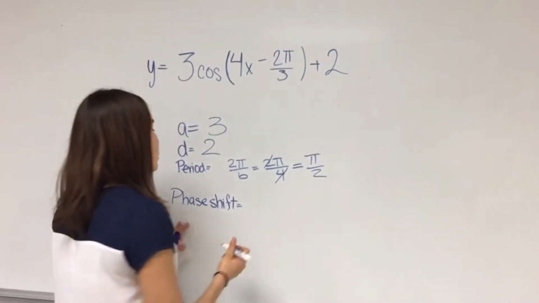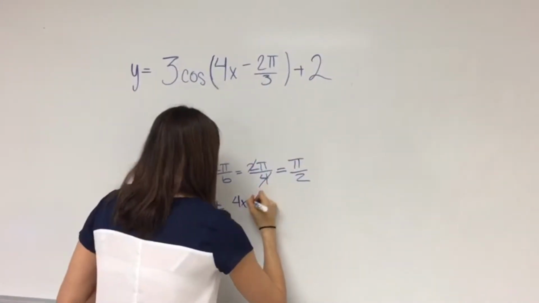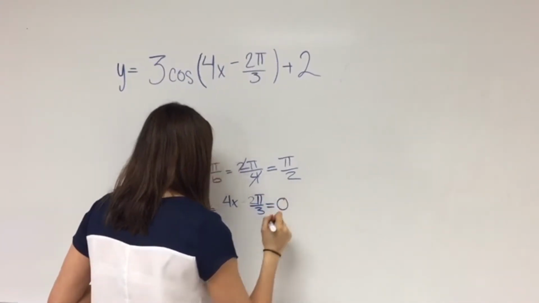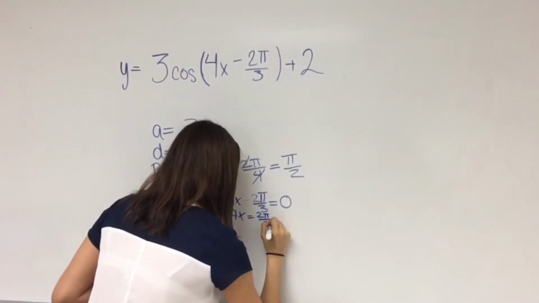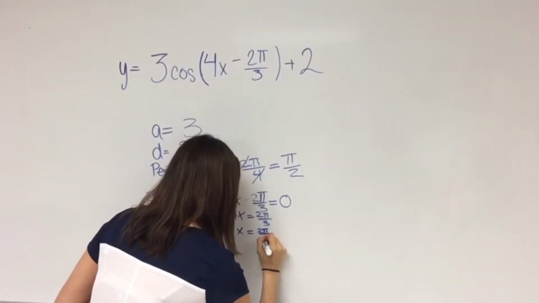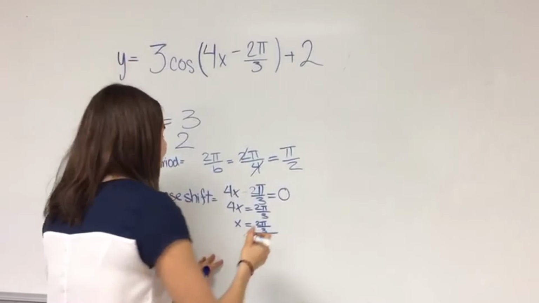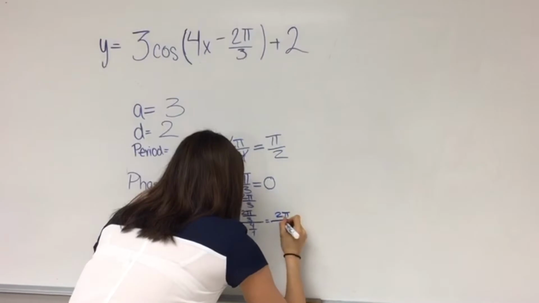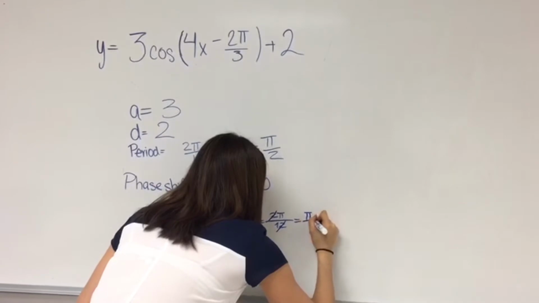And now for the phase shift, we need to solve for x the equation inside the parentheses. So π over 3 equals 0. In this step, we will use the quadratic formula. And simplify at the end, and end up with π over 6.